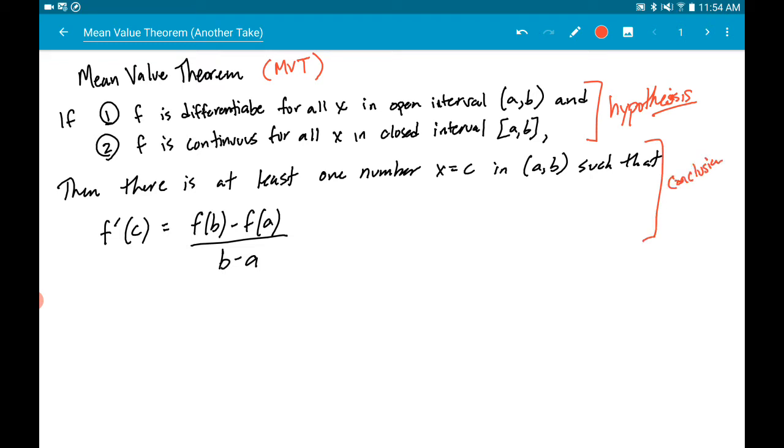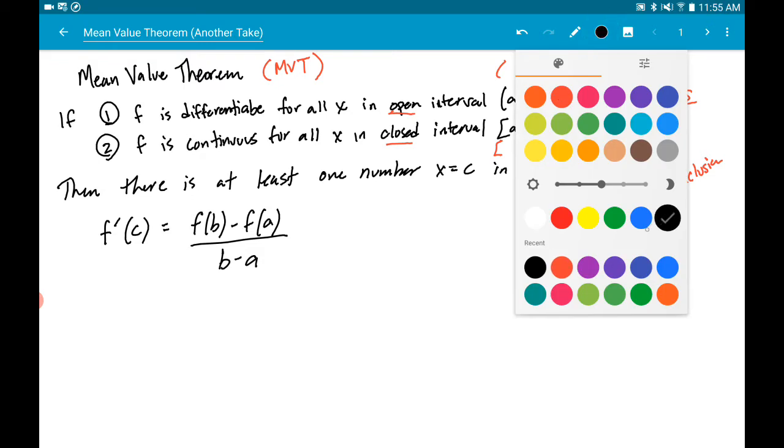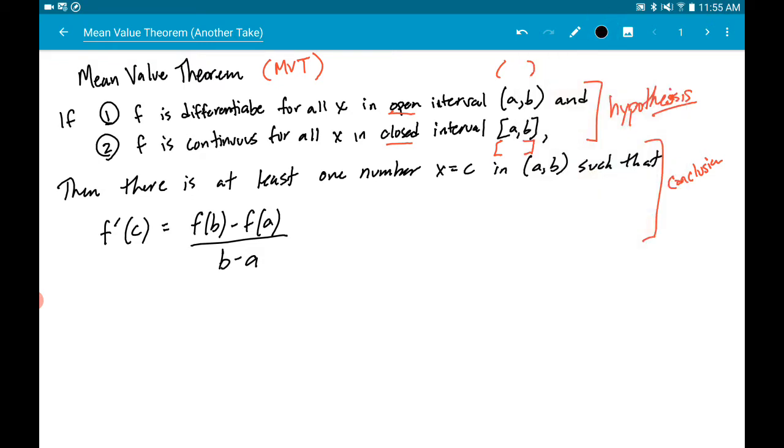So it says if you have a differentiable function for all x in the open interval, remember open, the endpoints aren't included, closed, the endpoints are included. If it's differentiable inside the interval, a to b, and continuous everywhere, including the endpoints. The reason for that distinction is just for the cusps. You could have cusps at the endpoints, because remember, cusps are continuous but not differentiable.